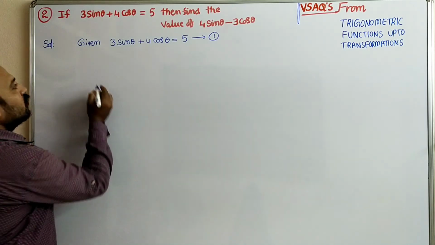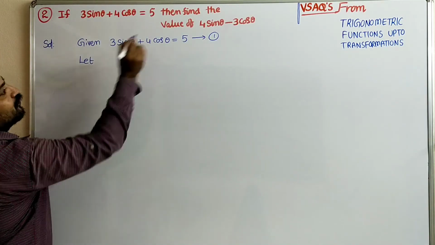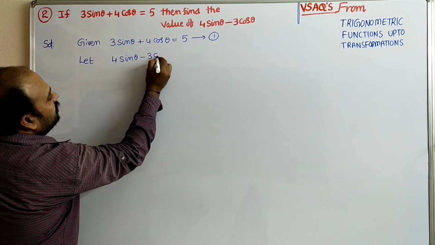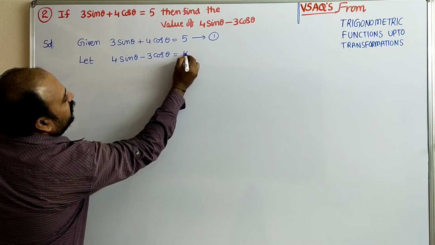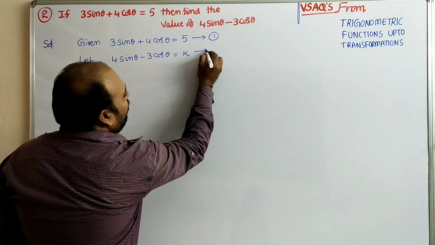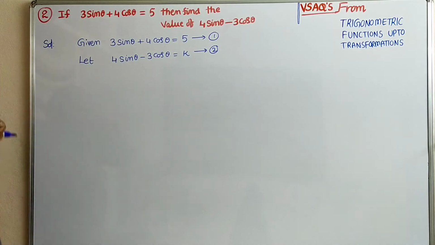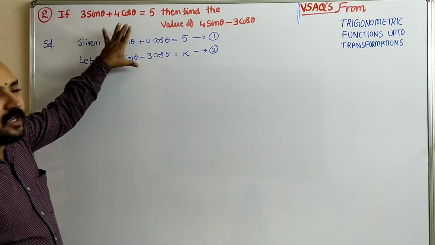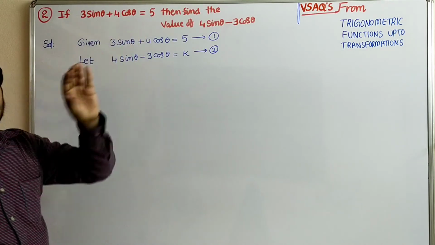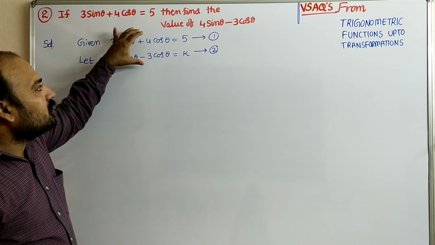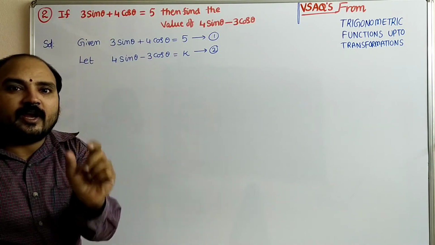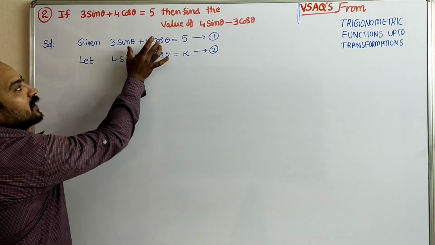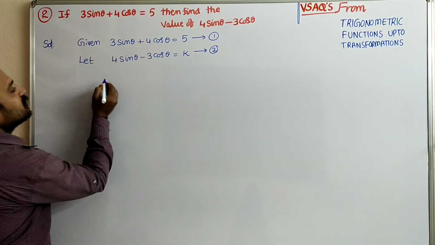They have not given it, so what we are assuming is, let 4 sin theta minus 3 cos theta be equal to k. We don't know it, so we are simply assuming k. You can call that equation number 2. You remember that, dear students, whenever the combination of sin and cos is there in the equations, you have to square both sides and then add. So whenever the combination of sine and cos is there, square on both sides.